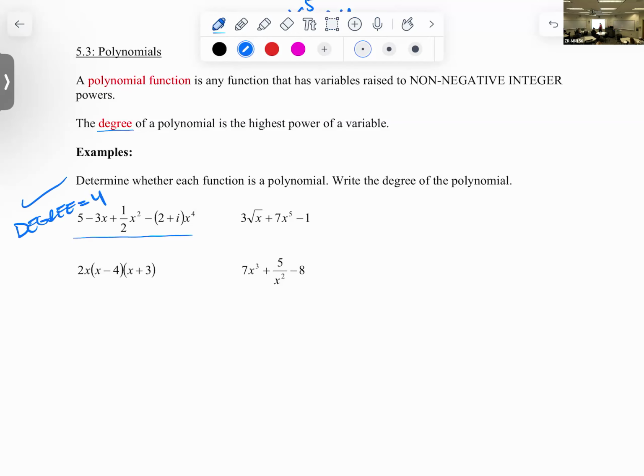All right, for the next one, I have x to the 5th. That one seems okay. What's the power of x on the -1 here? 0. x to the 0 power.